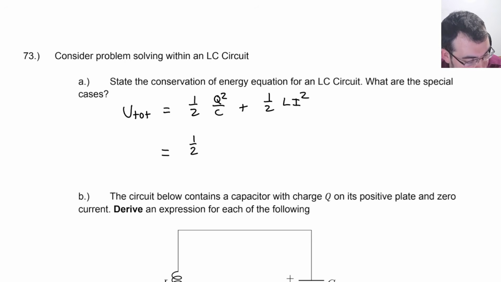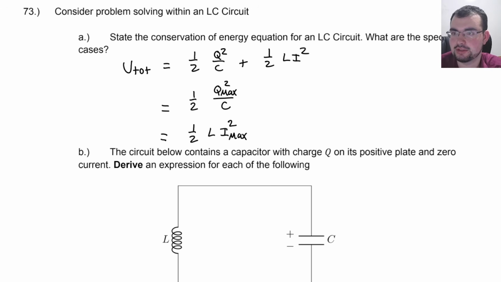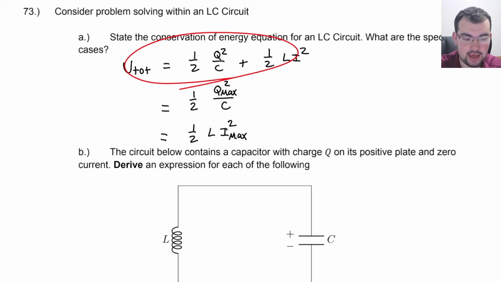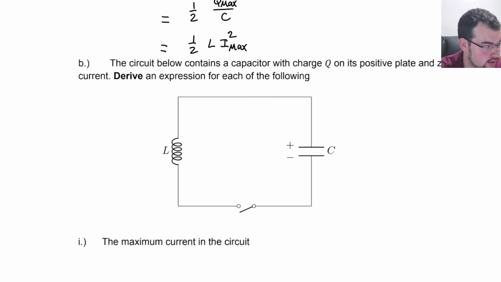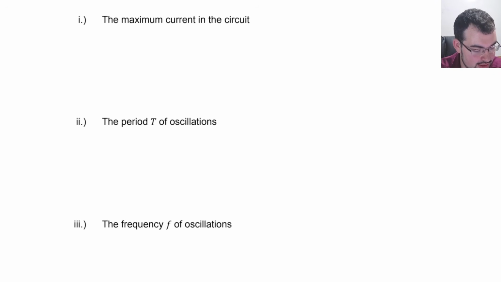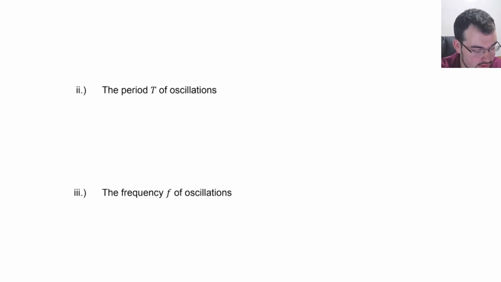So if all of your energy is in the capacitor bucket, we can write this as 1/2 Q squared over C, as long as we're using the maximum charge on the capacitor. Or we could put all of our energy in the inductor bucket and deal with maximum current. So this equation is true at all times, and we have two special cases below it. All right, we got charge Q initially. We want to solve for the maximum current and the period and the frequency.